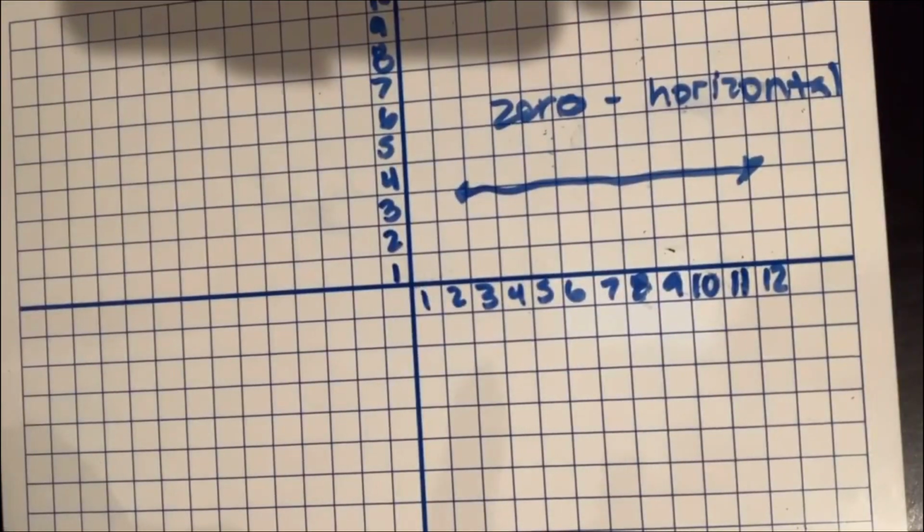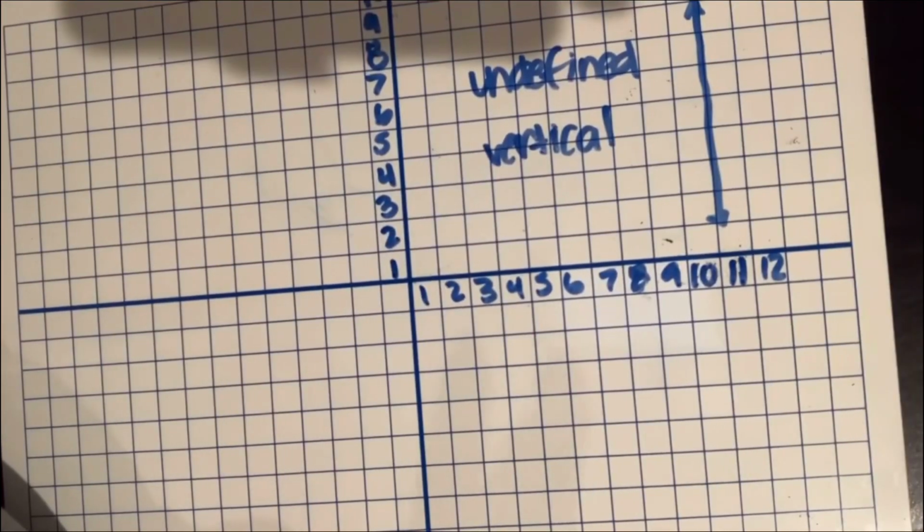The third slope we can learn about is a zero slope. The zero slope is graphed horizontally, which is side to side. The fourth and final slope we can learn about is called an undefined slope. An undefined slope looks like a vertical line, which is up and down.